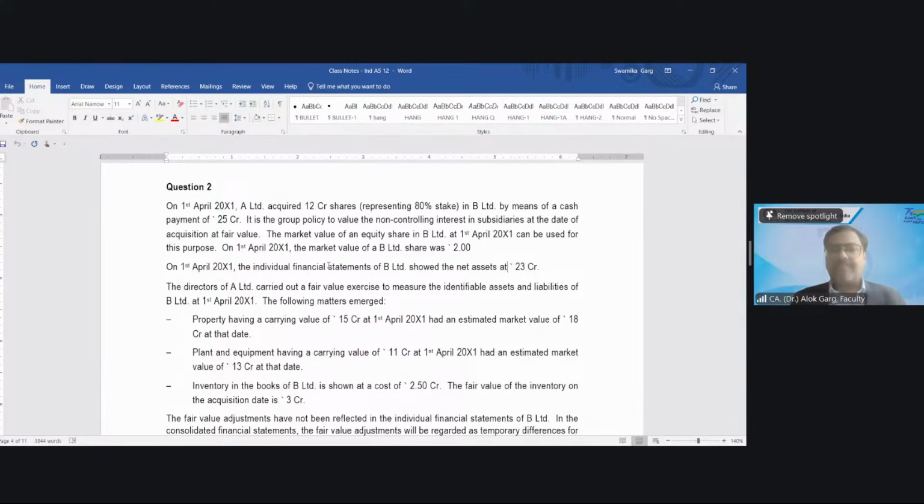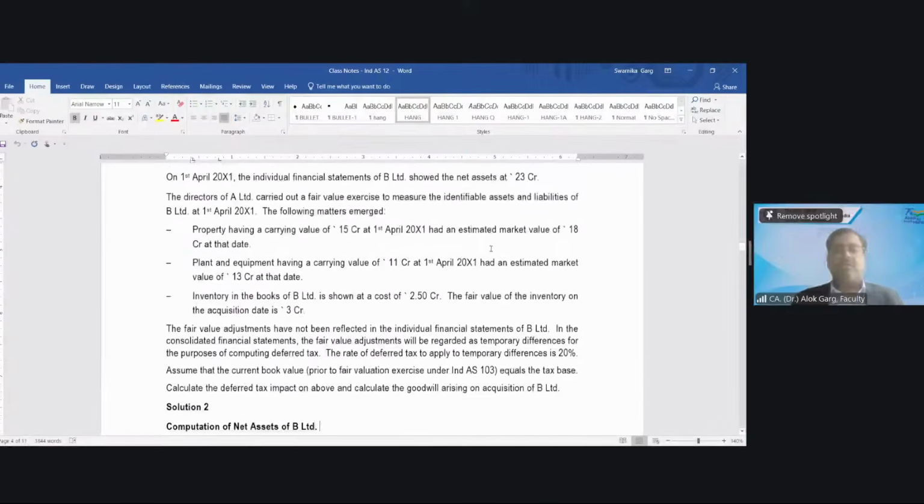So in the first paragraph, it is talking about the purchase consideration. It is talking about the 80% acquisition. It is talking about the fair value approach of NCI. It is talking about the fair value of the shares of B Limited. Then it talks about the net assets of 23 crores.